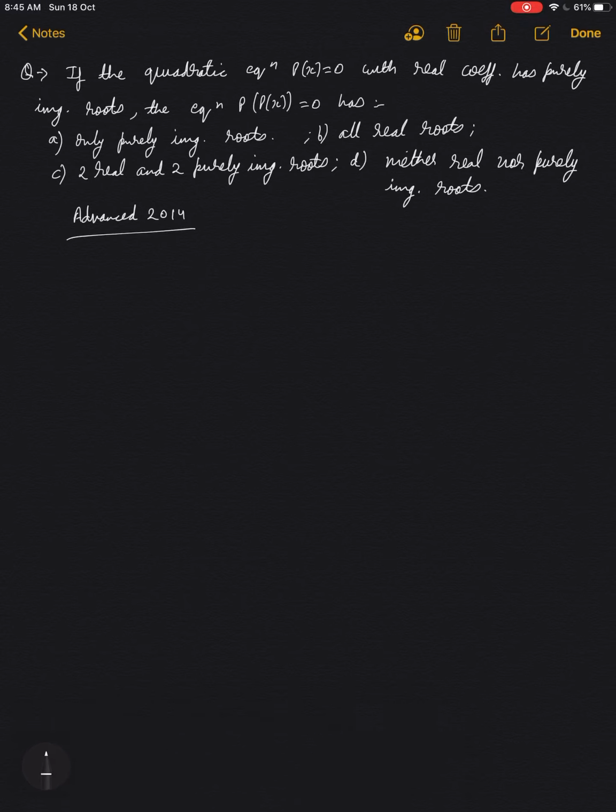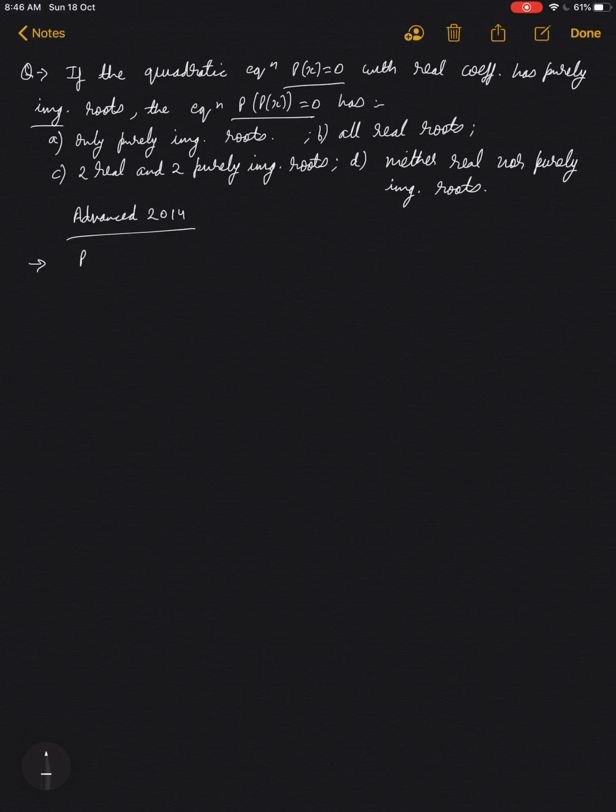quadratic equation p(x) equal to 0 with real coefficients has purely imaginary roots. Then we have to find the roots of the equation p(p(x)) equal to 0. Four options are given: A, it has purely imaginary roots; B, all real roots; C, two real and two purely imaginary roots; and D, neither real nor purely imaginary roots. So we'll see how to do this.